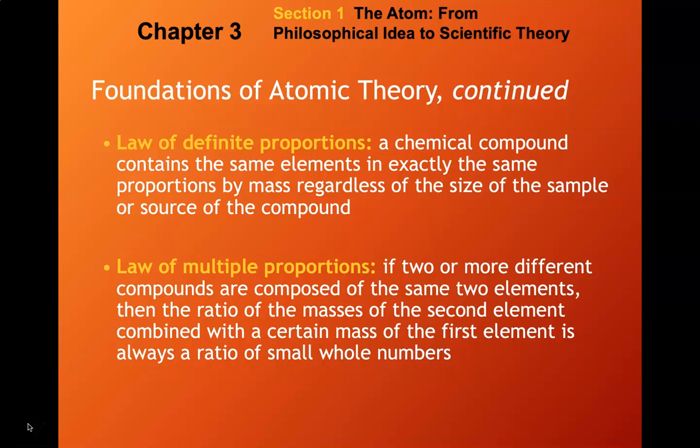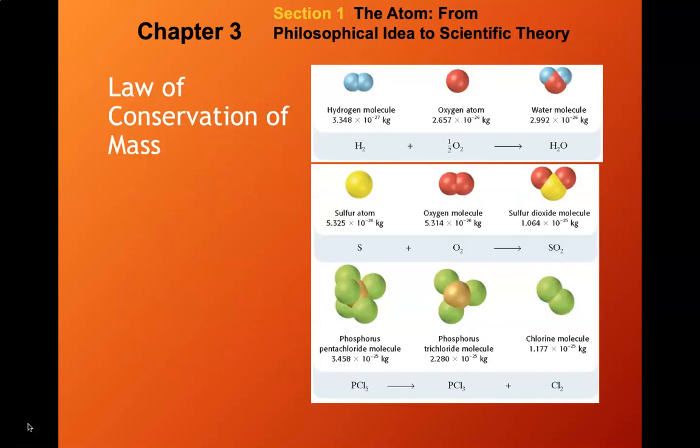From there, we can then also talk about the last one, which is the law of multiple proportions, which just says that if you have two compounds composed of the same two elements, the ratio of the masses of the second element combined with a certain mass of the first element is always a ratio of small whole numbers. In other words, this is why we don't see things like CO2.5. It's why our whole numbers are always accounted for in the molecular formulas that we do our chemical reactions with.